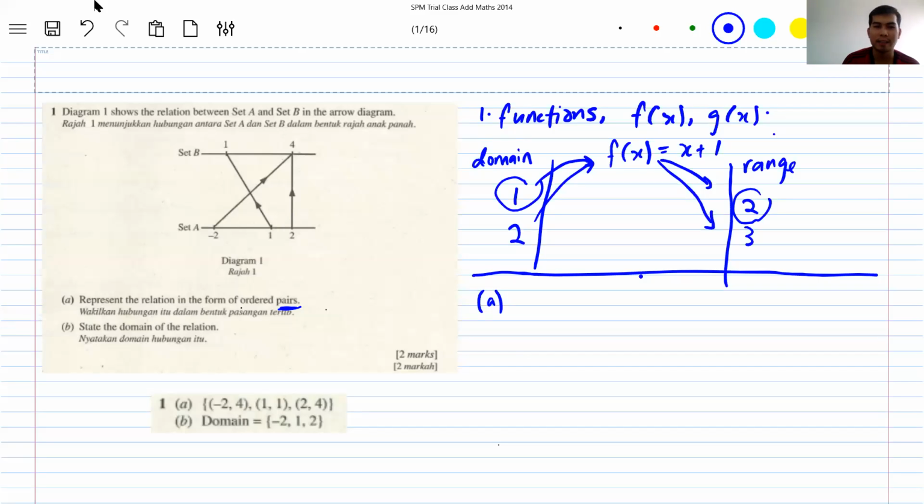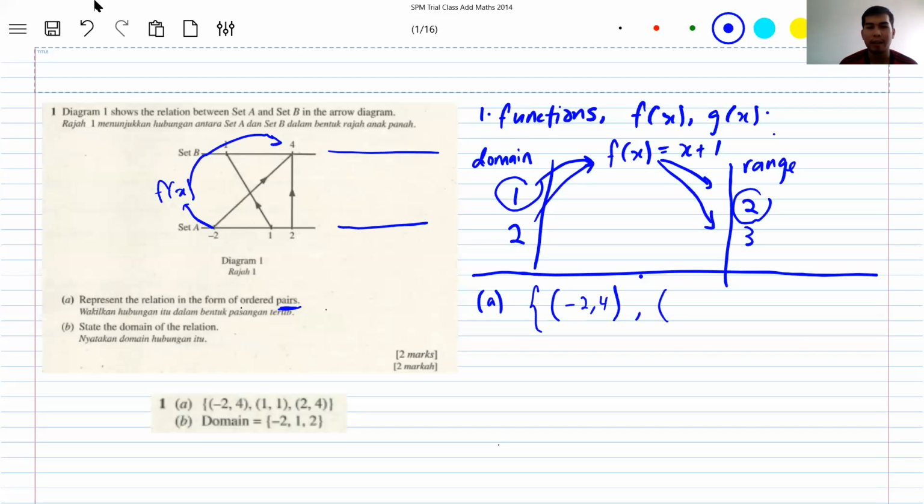In this case, if you can see, again, just like my drawing, there are 2 lines. There's a function in between that if you put in something, your answer will come out, right? So in this case, the ordered pairs will be (-2, 4). That's one pair. Another pair will be (1, 1). And the third pair will be (2, 4). And just like that, you get 2 marks.